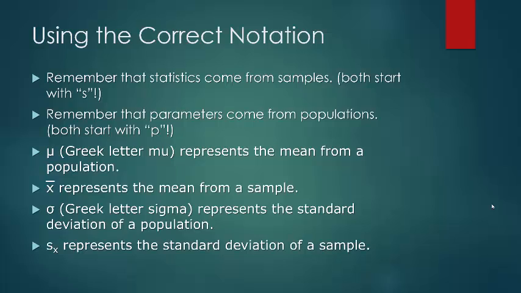Once again, mu and sigma are idealistic parameters that we're going to estimate based on our samples. And then finally, s sub x represents the standard deviation from the sample, and you've seen that in your graphing calculator.